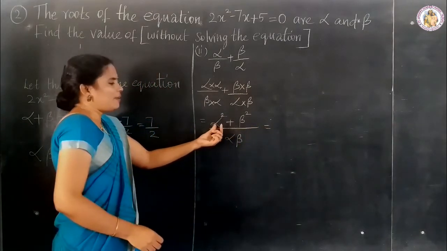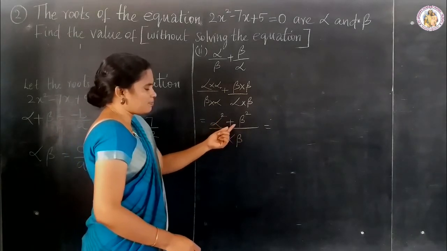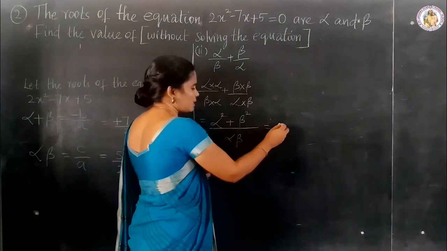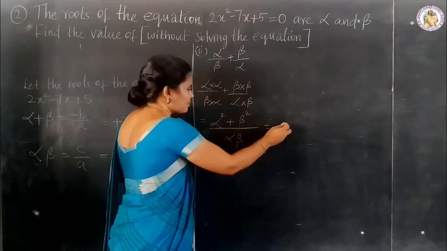Now alpha square plus beta square. As we know already, a square plus b square is nothing but a plus b whole square minus 2ab. Same here.